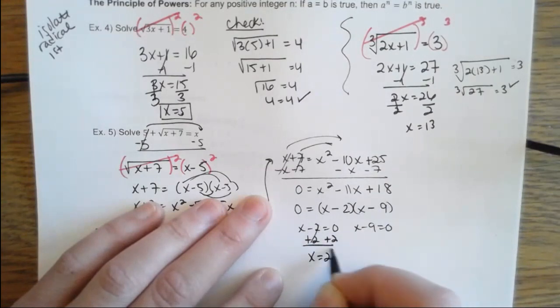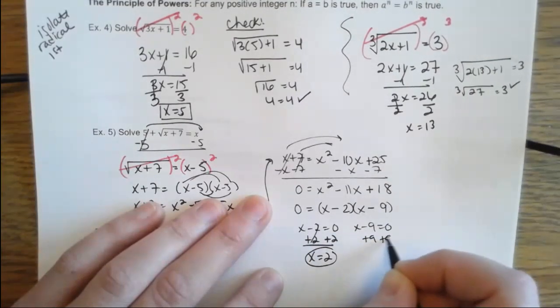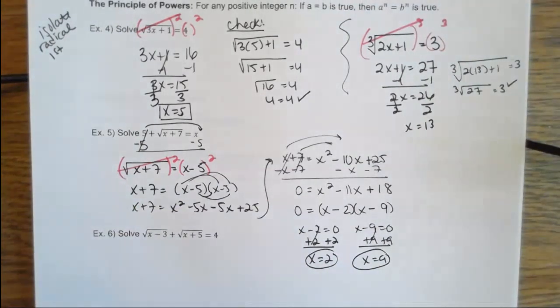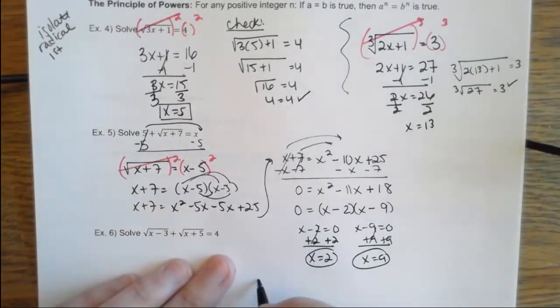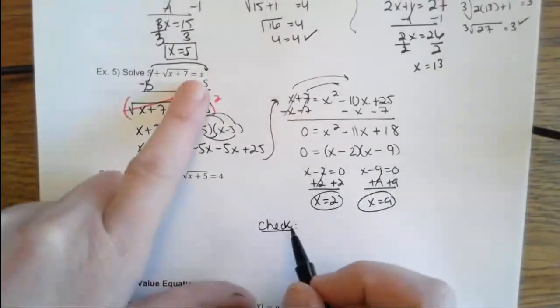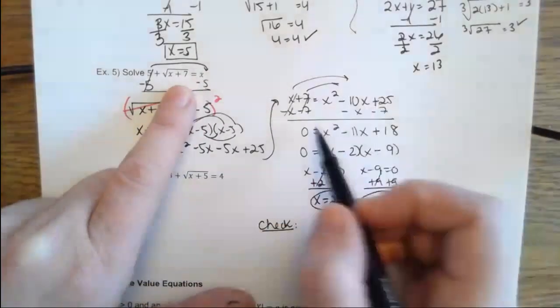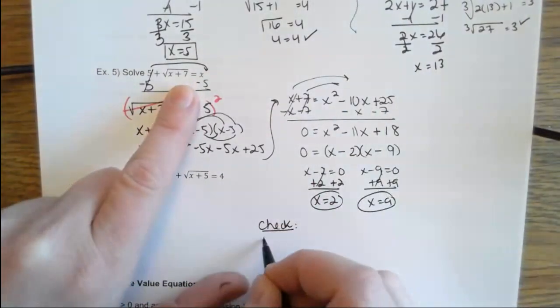So my first solution is 2, and my second solution is 9. Now don't forget, we do have to check these. So we're not quite done. And when you check, you have to go back to the original. So be really careful there. A lot of times students check it halfway through. You want to go back to the original.